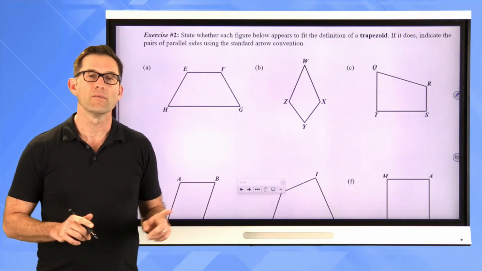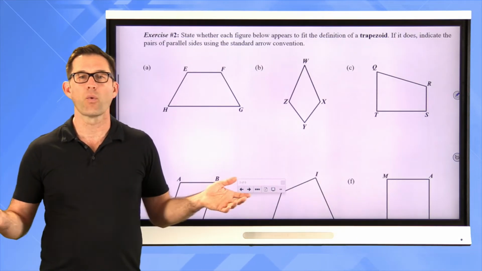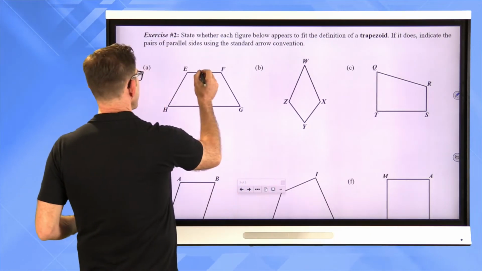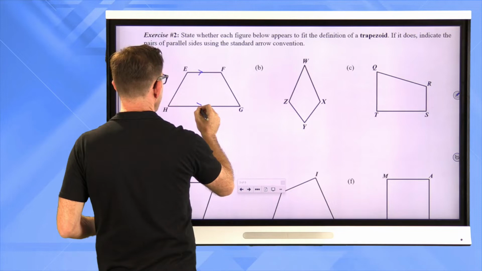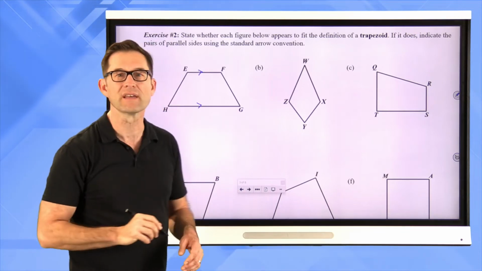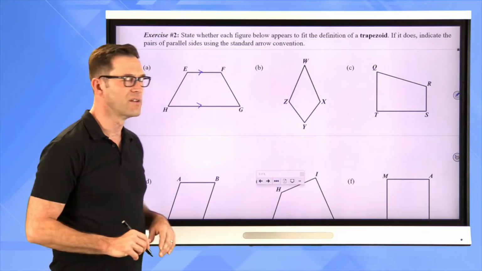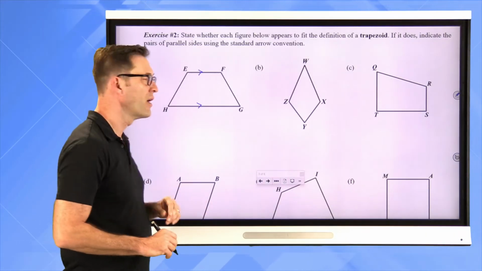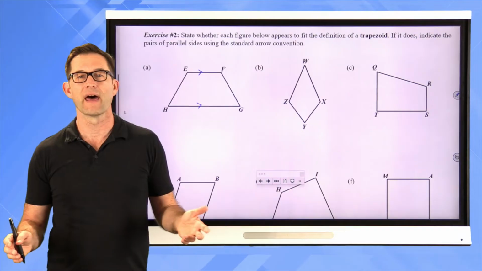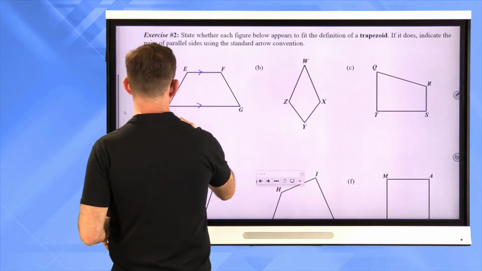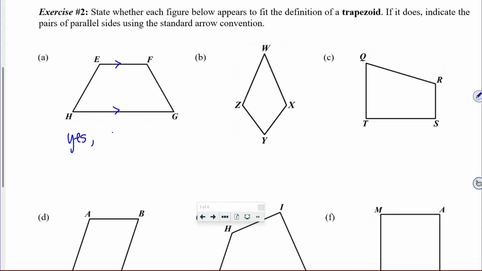Okay, so letter A, right? Quadrilateral EFGH. It appears in this figure that EF is parallel to HG, and we show that by using little arrows. That's what I meant by the arrow convention. And we kind of looked at this once before when we were talking about figures that had parallel sides. So this is yes, all right? Yes, it appears that EF is parallel to HG.